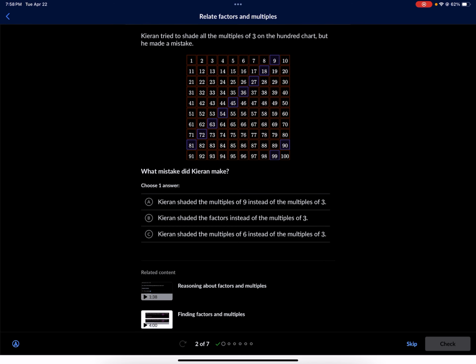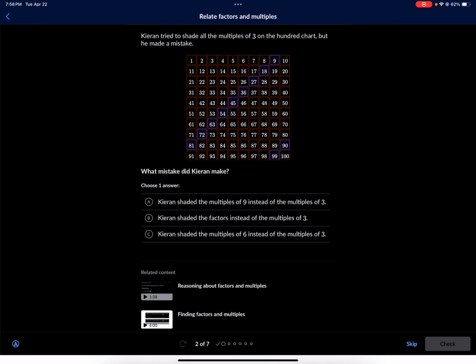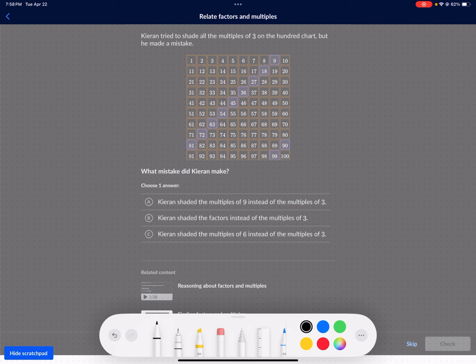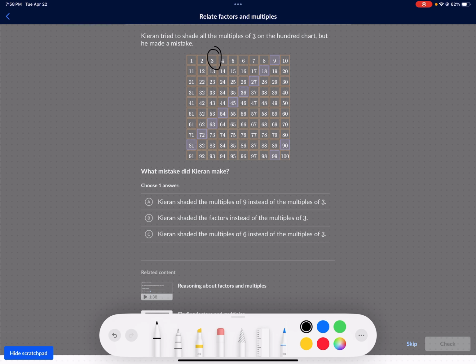Kieran tried to shade all the multiples of 3 on a 100 chart, but he made a mistake. What mistake did Kieran make? Okay, so let's check out what they could have done. So let's see here. So we have 9, 18, 27, 36, 45, 54. Hey, wait a minute. Wouldn't 3 and 6 be obvious multiples?